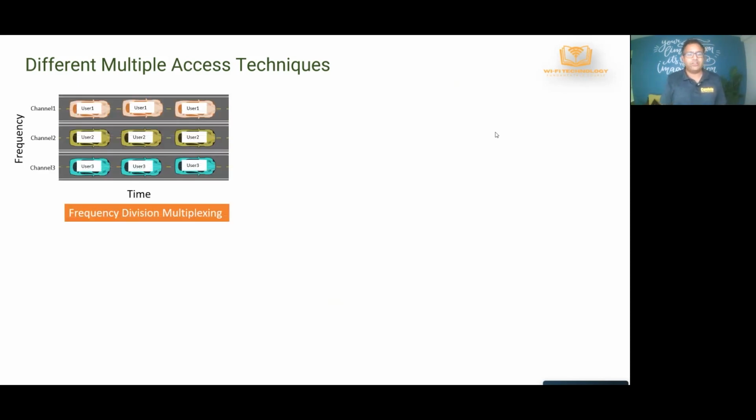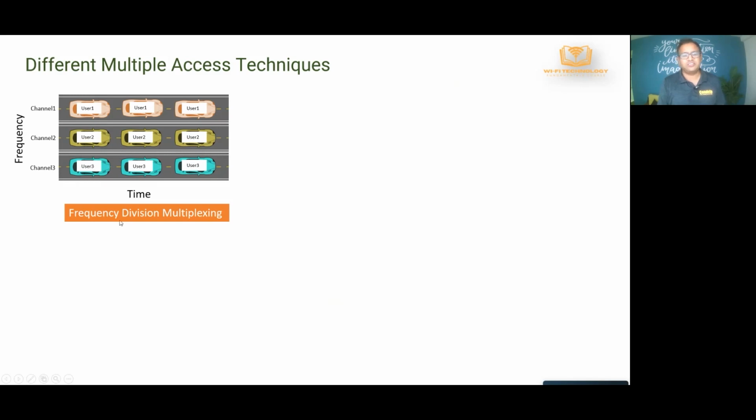So there is something called frequency division multiplexing. You can imagine this as there are multiple lanes on the road, and on this axis you can consider them as different channels, and then you have different carriers being transmitted on different channels. So user 1 uses this channel, and user 2 uses this channel, user 3 uses this channel.